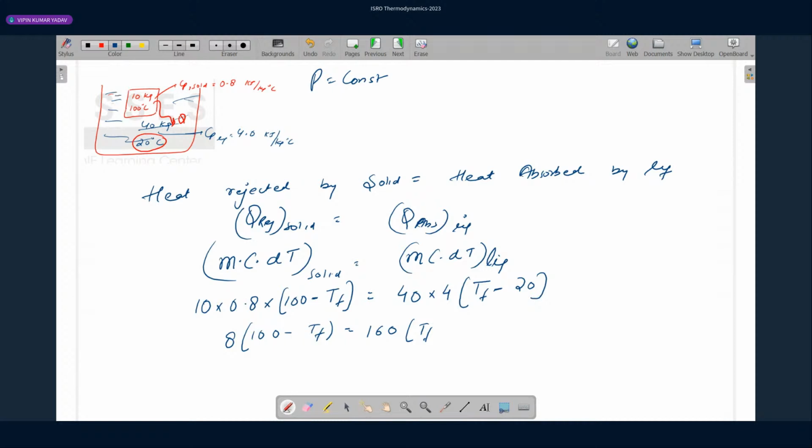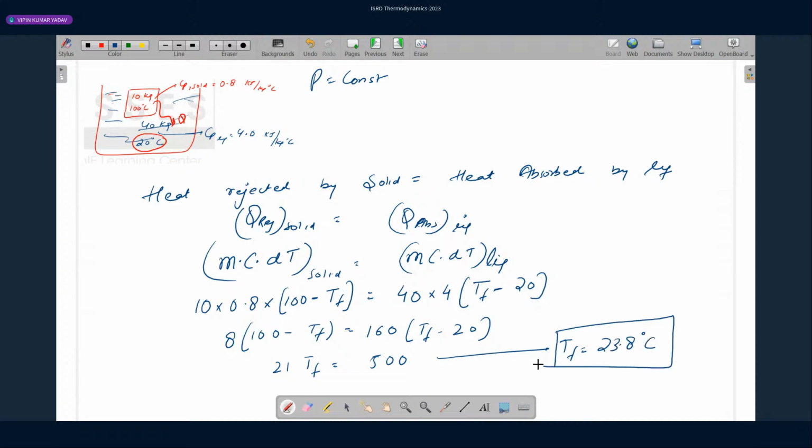TF minus 20. Okay. So if you move ahead and solve this, you will get 21 TF equals 500, and TF equals 23.8 degree Celsius. This is what you are going to get.